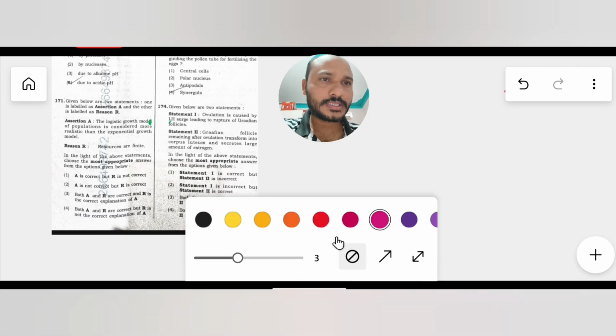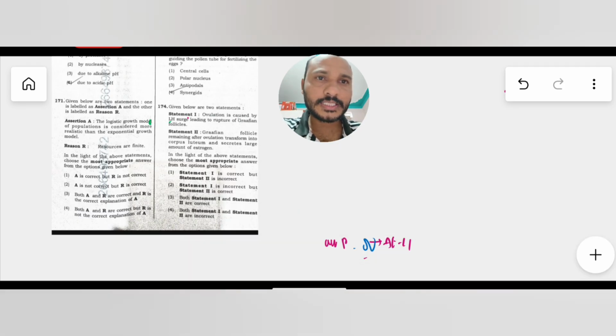So once again we read this statement. Ovulation is caused by the LH surge. Yes, high or maximum luteinizing hormone leads to rupture of the Graafian follicle. This statement is right. Statement 2, Graafian follicles remain after ovulation. Just now we discussed the ruptured Graafian follicle. But this Graafian follicle transforms into what? A yellowish body. The ruptured Graafian follicle transforms into yellowish body structures, nothing but the corpus luteum.